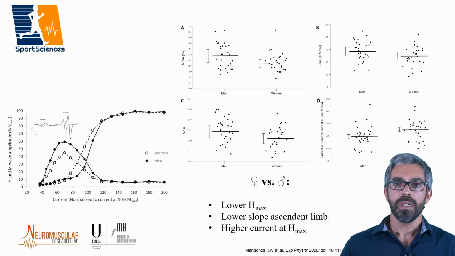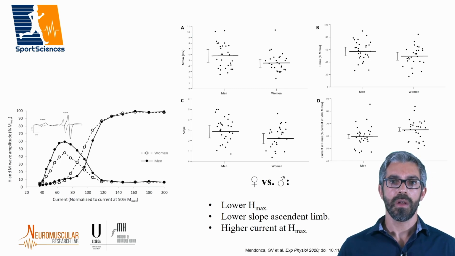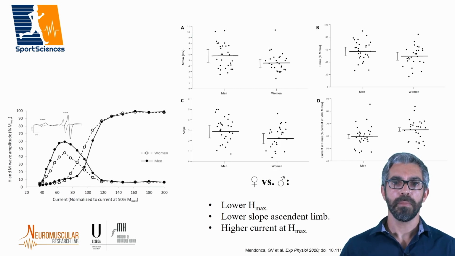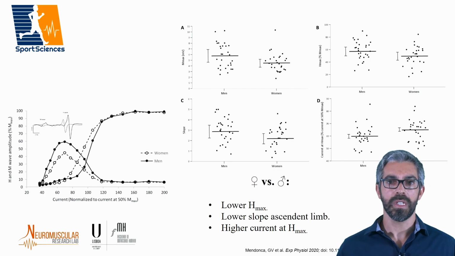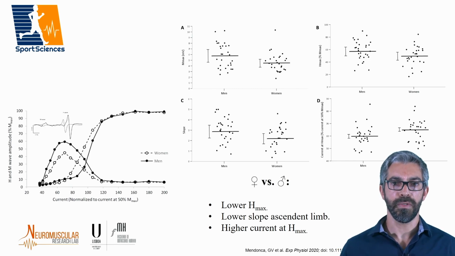Using this technique, we recently compared the excitability of the H reflex between sexes. As can be seen on the left portion of the figure, there are considerable differences between the recruitment curves of both sexes. Females, represented here by open circles, and males, represented by closed circles, exhibit considerable differences. Males exhibit greater amplitude of the maximal H wave, as well as a steeper slope of the ascending limb of the recruitment curve. They also require less current to elicit maximal H wave amplitude. The individual and mean data of both sexes can also be seen on the right portion of the figure.